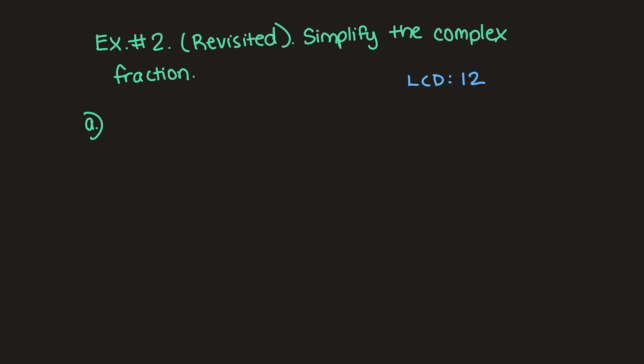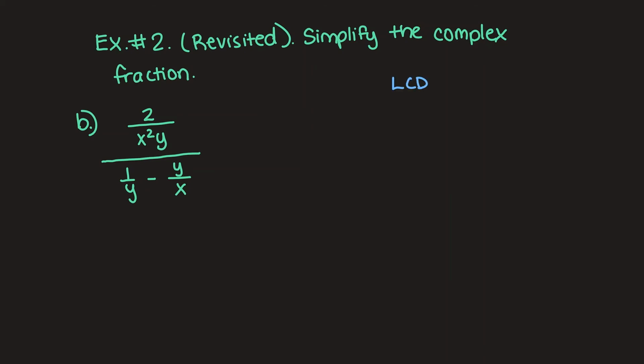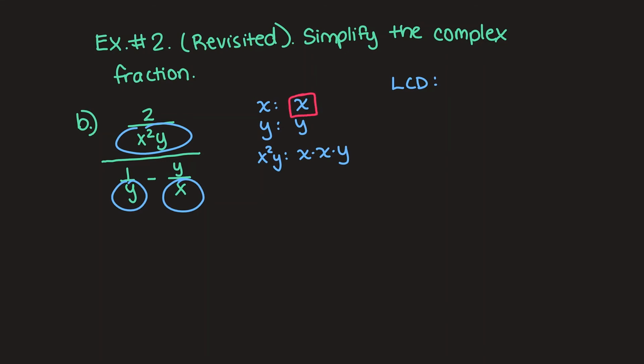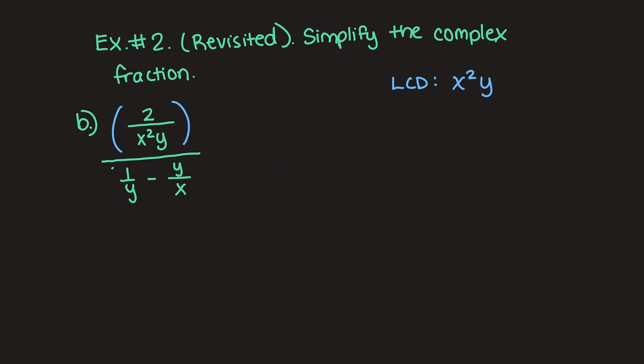And for this example, again, we will simplify using method 2. So we need to find the least common denominator of all the fractions in the complex fraction. So of x squared y, x, and y. And if it helps, we can always list out the factors for each denominator. So our least common denominator will be x squared y. We multiply the numerator and the denominator of the complex fraction by this LCD.